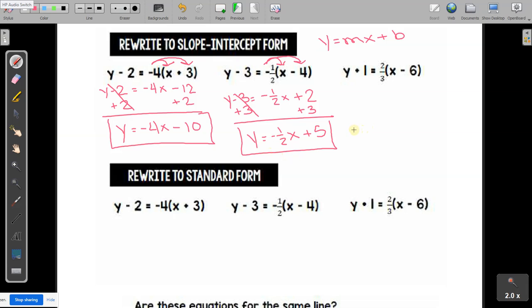The last one here, I want you to pause the video and do it. Come back and check your work once you are finished. Okay, let's check your work. We're going to distribute our slope 2/3 into each thing inside the parentheses. So we get 2/3 x minus 2/3 of 6 is 4. Bring down everything else as is. Now we need to get y by itself, so we're going to subtract 1 from both sides. And gives us y equaling 2/3 x minus 5.